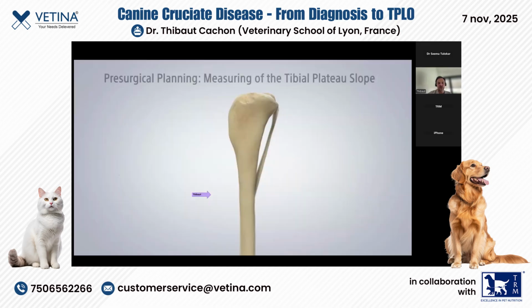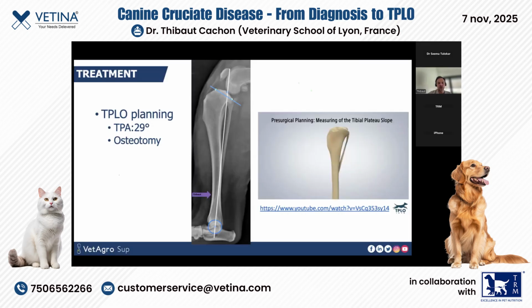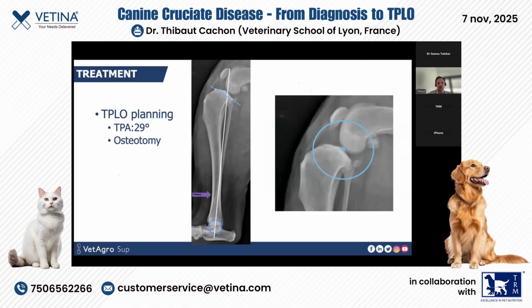Of course, it's also important to put your osteotomy position during the planning, and you are going to select the size of your saw, and you are going to put your saw in the center of the tibial eminence to be sure that you are well positioned in the proximal part of the tibia.